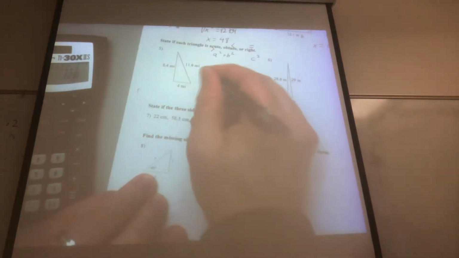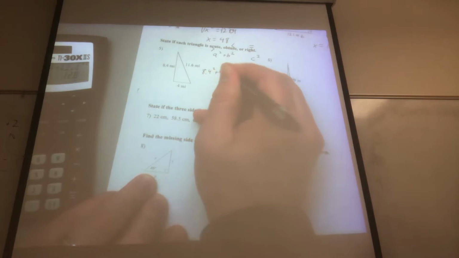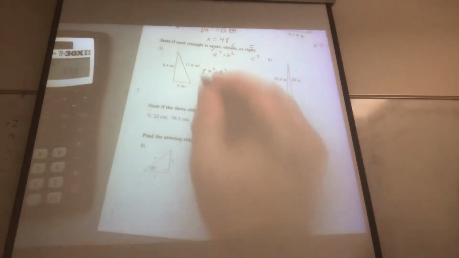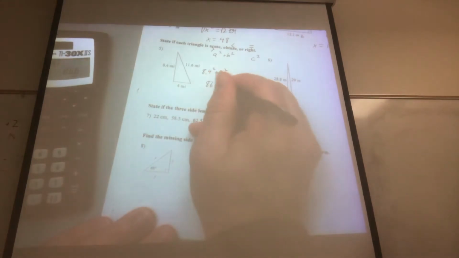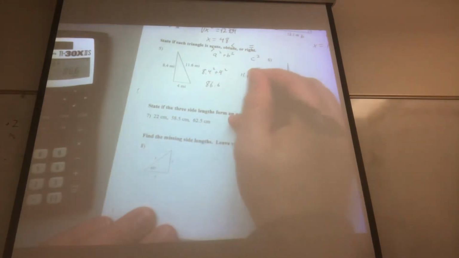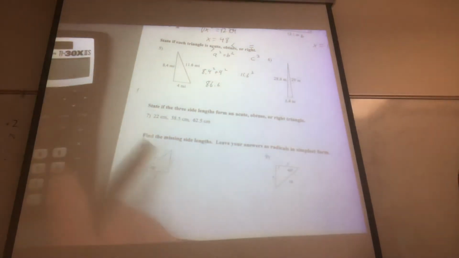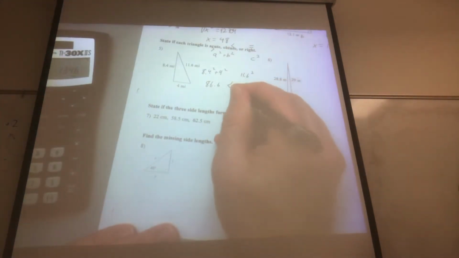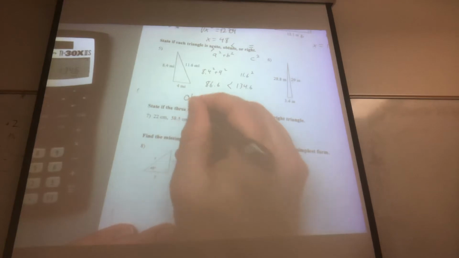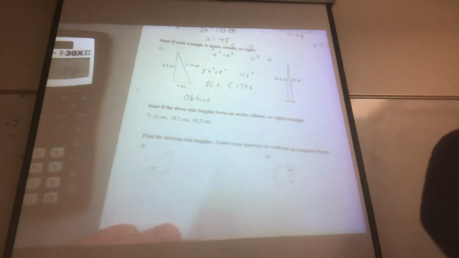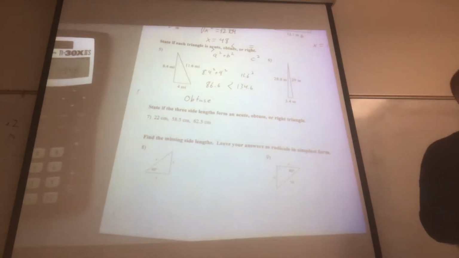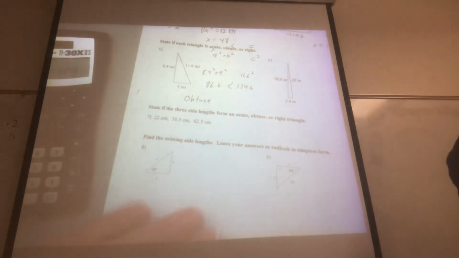So this is my c. So I go 8.4 squared plus 4 squared. That's going to be 86.6. I do 11.6 squared. 11.6 squared is 134.6. That is bigger. This triangle is obtuse. It can't be a 90-degree angle. It has to open too wide to be a 90-degree angle. That's going to make it obtuse.